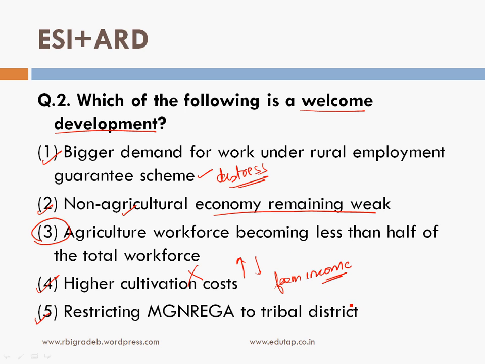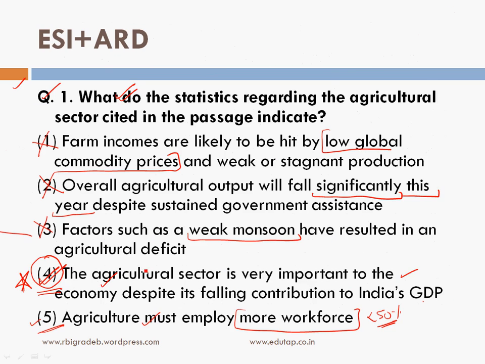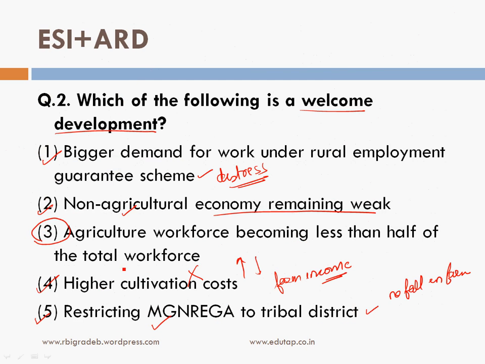Restricting NREGA to tribal district, again not a welcome development. It could have been a welcome development had there been no fall in farm income. But again the last paragraph says that this might be a challenge for the government, to restrict NREGA to the tribal districts, because the farm incomes have remained weak. So again not a welcome development.